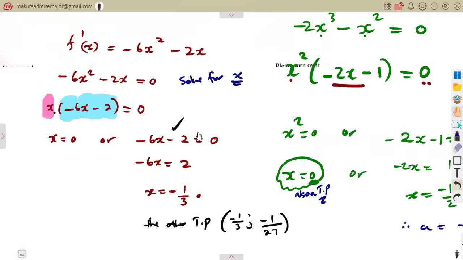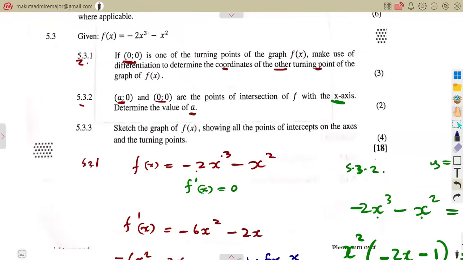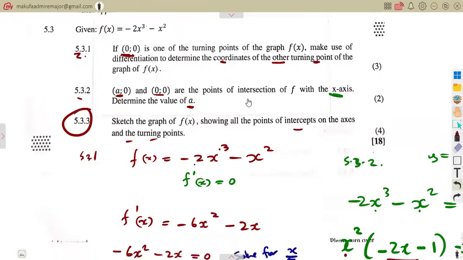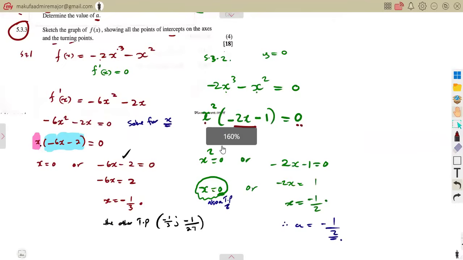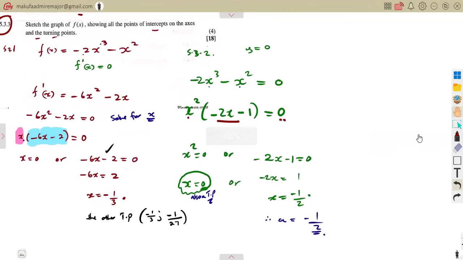With this, you are now asked to sketch this f of x, showing all the points of the intercepts of the x's and the turning points. All right, remember your f of x. What is important are the turning points and the shape. So I'm just going to try to have our sketch here. Let's hope it's going to be fine. That's 5.33.